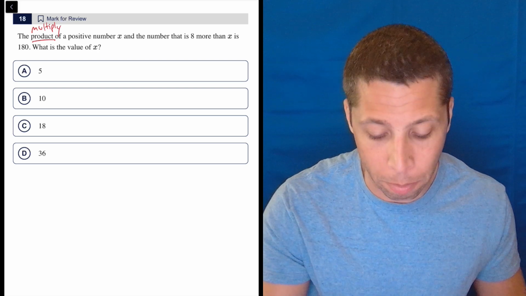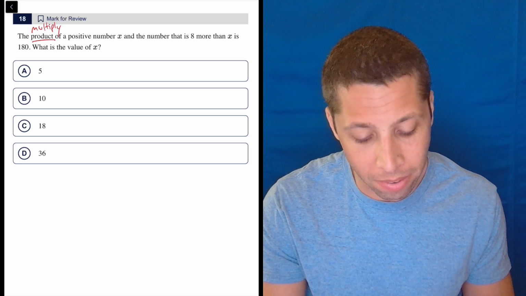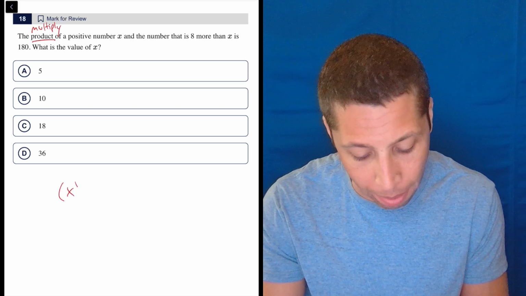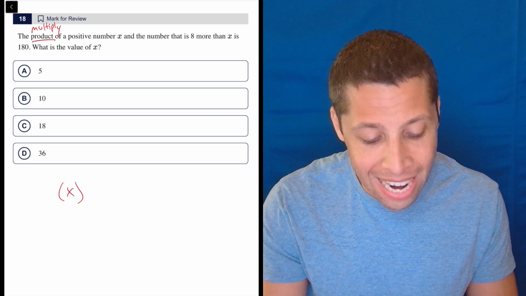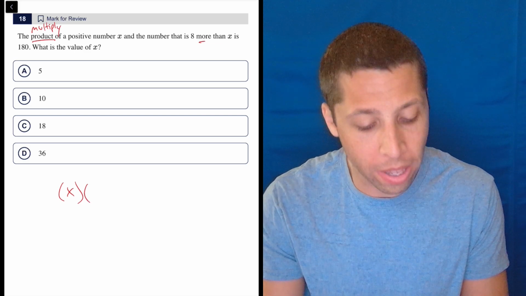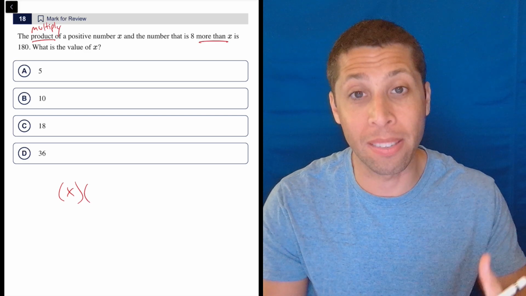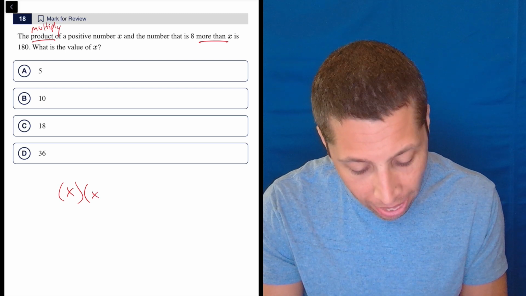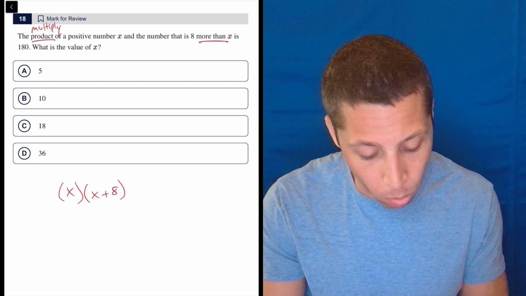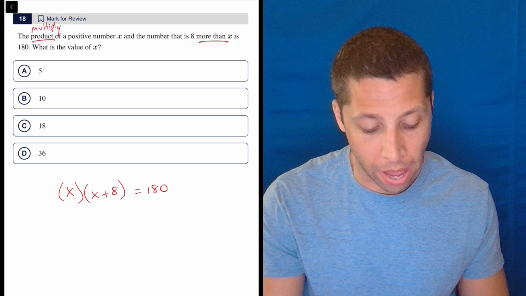I'll show you another way to do it, but the product of a positive number x, so x times the number that is 8 more than x. So 8 more than, again, we need to be comfortable with this. That means we're adding. So I would write this as x times (x plus 8) is 180. What is the value of x?